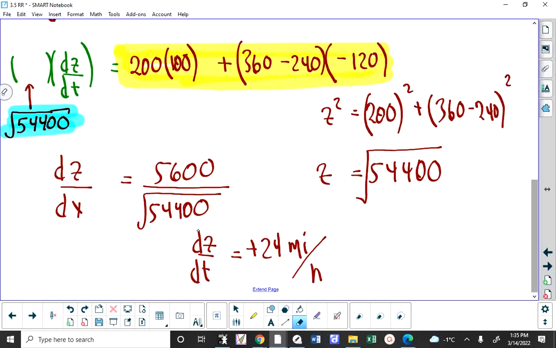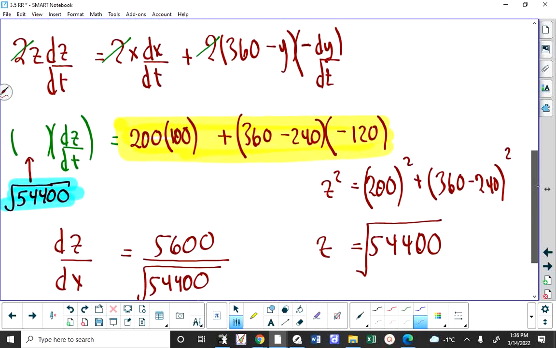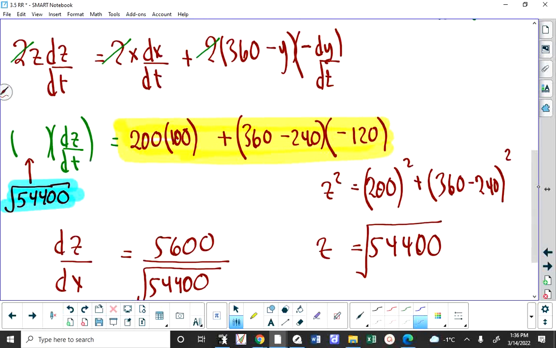And by the way, final comment, since we got a positive rate of change here, that means at that point in time, they're getting further away from each other. But there might be a different point in time where they're getting closer together. It's a strange thing. Okay. Any questions with that last bit of business of putting in all of those numbers and calculating z on the side?